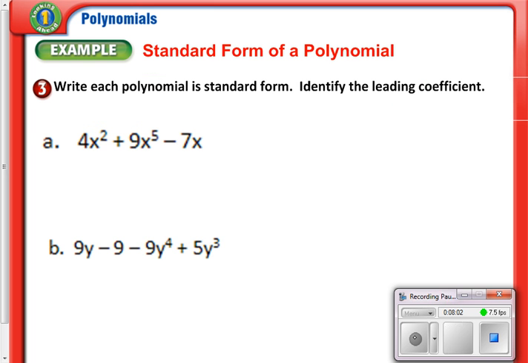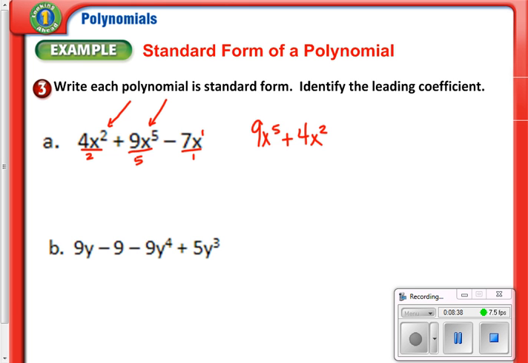So first things first, I like to go ahead and figure out what the degrees are here. And if I look at A, I have a trinomial here. This actually has a degree of 2. This has a degree of 5. This has a degree of 1. So when I look at this problem, standard form is the greatest degree to the least degree. So the greatest degree would be the 9x to the 5th power. So that's what you'd write first, writing it in standard form. Followed by the next highest degree, which would be 4x squared, and that is a positive 4x squared. And last, we'd have a degree of 1, which is a negative 7x. And that is written in standard form.